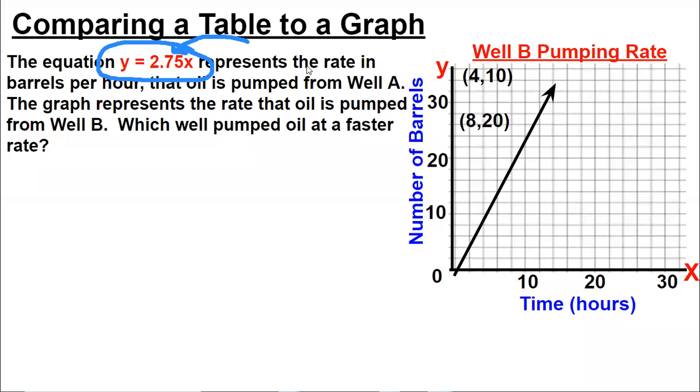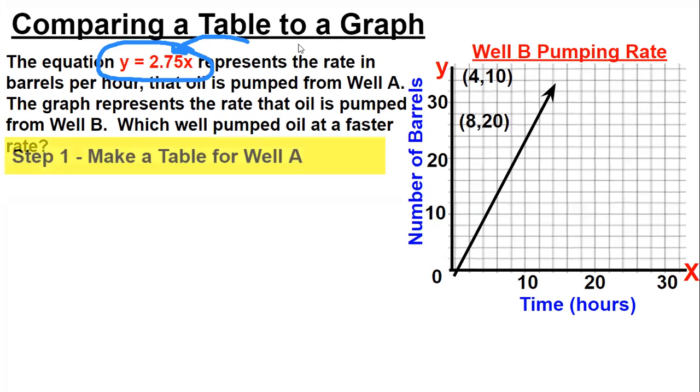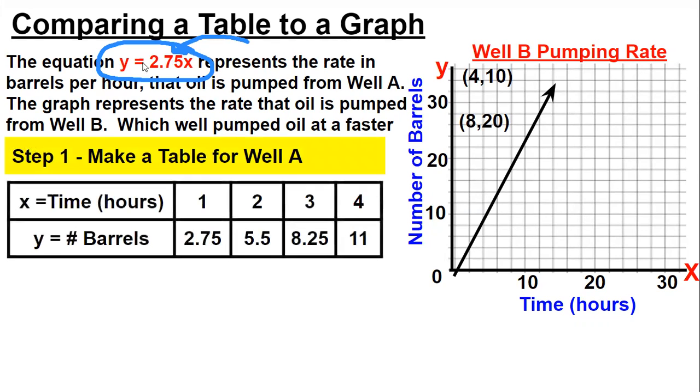Okay, the graph represents the rate that oil is pumped from well B. Which well pumped oil at a faster rate? So we don't know the rate yet of well B. We have to find the slope of that graph. So step 1 is make a table for well A. So that's pretty easy. We've got a formula here.